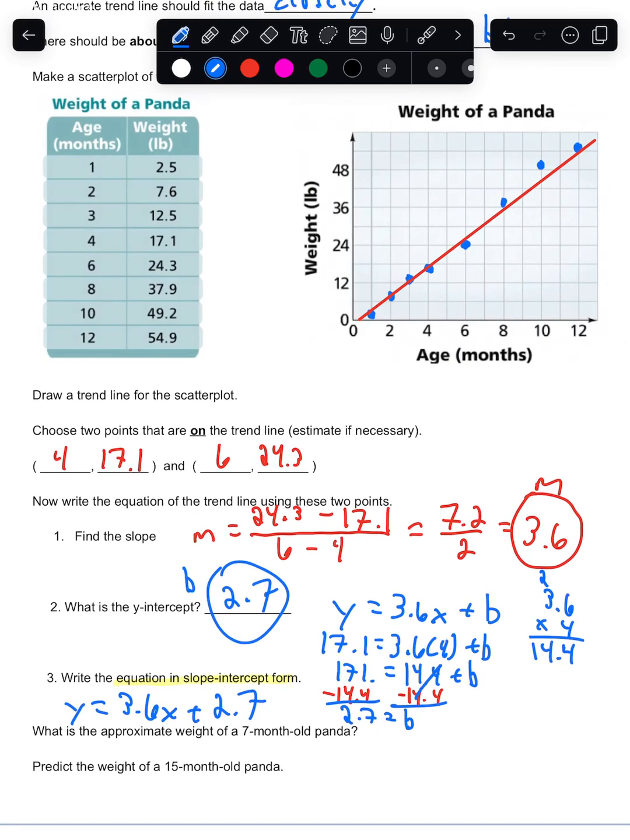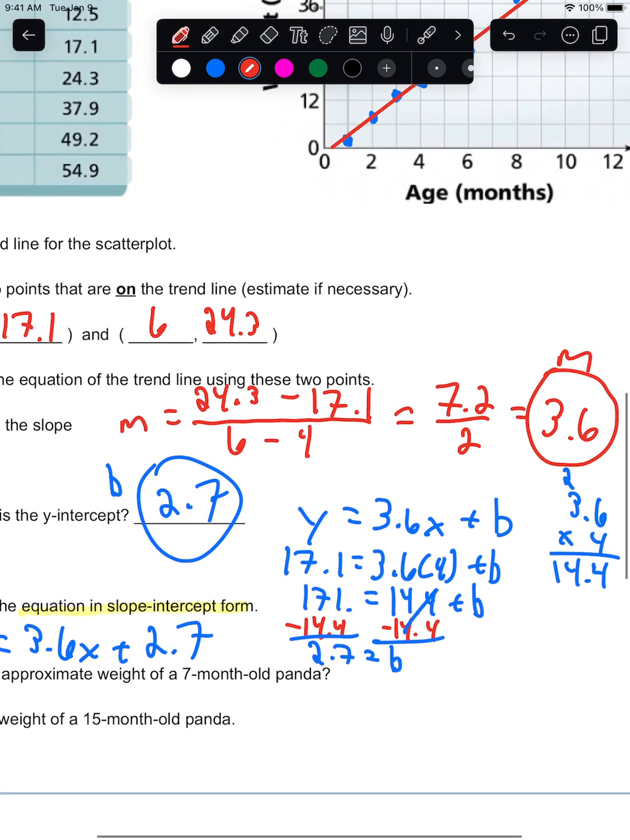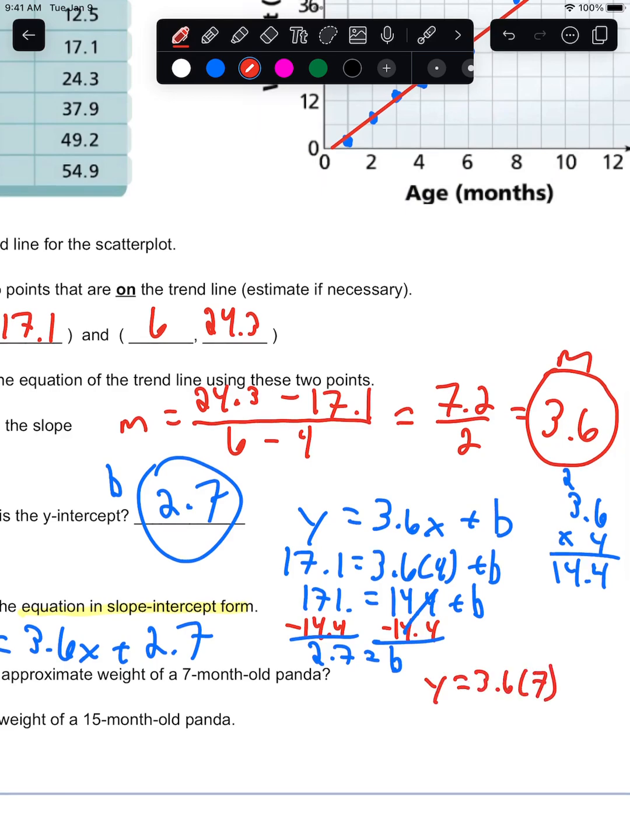What's the approximate weight of a 7-month-old panda? Well, months are your x values, so I'm going to take that 7 and plug it in. I'm kind of running out of space, so I'm going to do this down here on the right. I'm going to take y equals 3.6, and I need to put in 7 for months, plus 2.7.